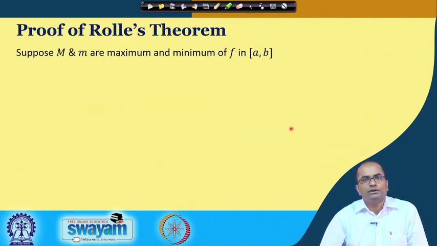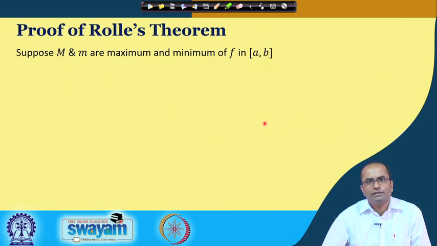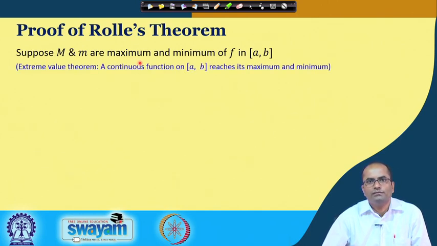Now let us go through the proof, which is pretty simple. Let us go step by step. Here we assume that the function takes the maximum and the minimum value, denoted by big M as maximum and small m as minimum in this interval [a, b], which is guaranteed by the extreme value theorem, because the function is continuous in the closed interval, and therefore the maximum and minimum will be reached in this interval at some point.